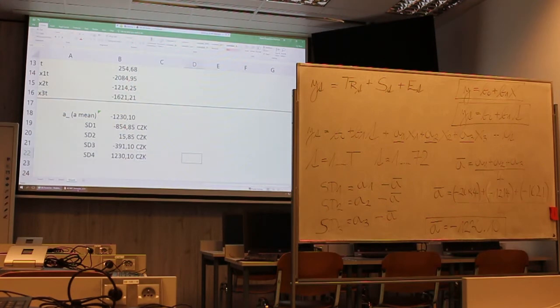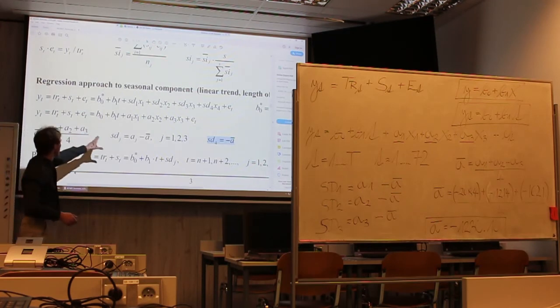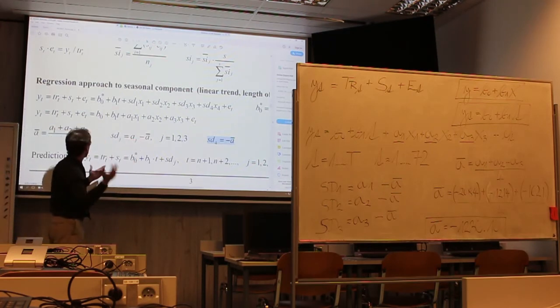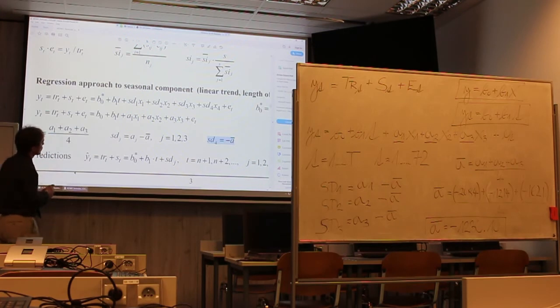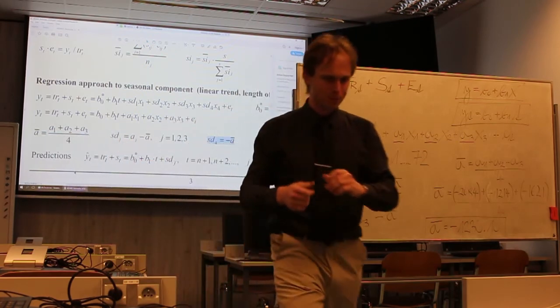Okay. And we can continue. What else? So we have A with stripe. We have 4 seasonal factors. We can fit the data.